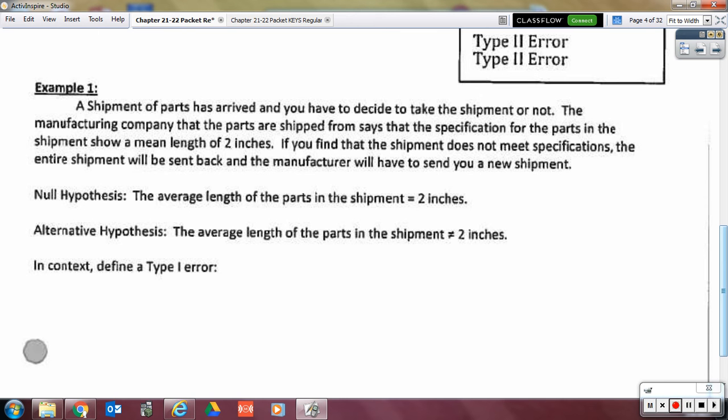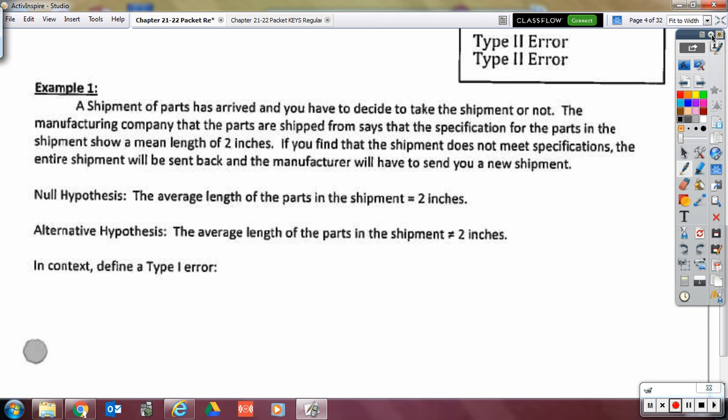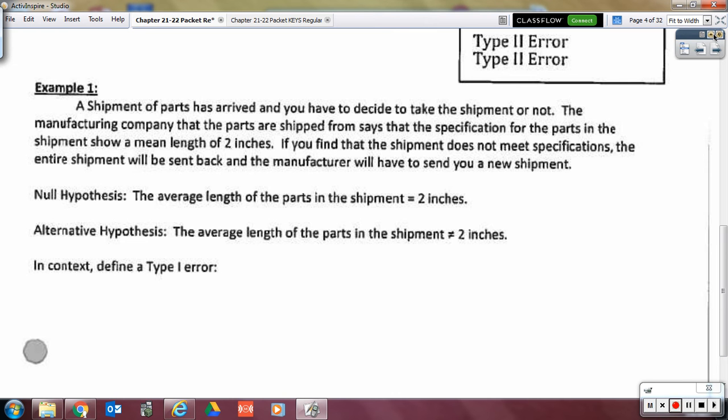Okay? All right, so let's talk about what happens. The null hypothesis. It's on the bottom of the next page. So our null hypothesis says, here's our H0: the average length of the parts in the shipment is 2 inches. The alternative would say that the average length is not 2 inches.